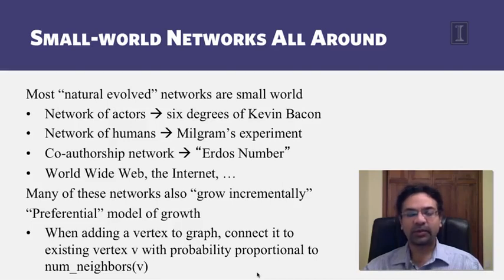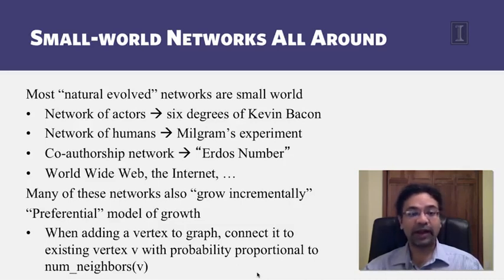In fact, there is a concept of an Erdos number, where the Erdos number is the number of hops between Paul Erdos, who was a very famous scientist, and you in the co-authorship network. The World Wide Web, the internet, all of these are examples of small world networks which have a very high clustering coefficient and yet have a very short path length.